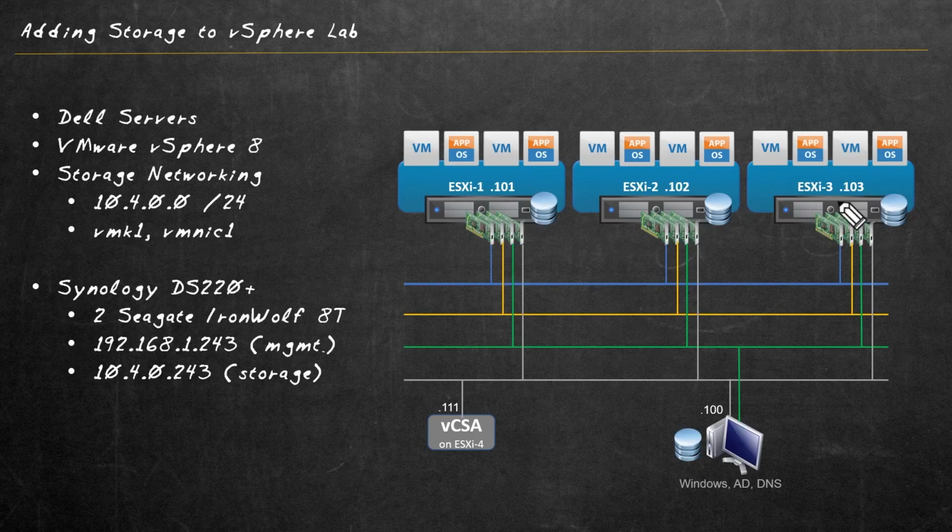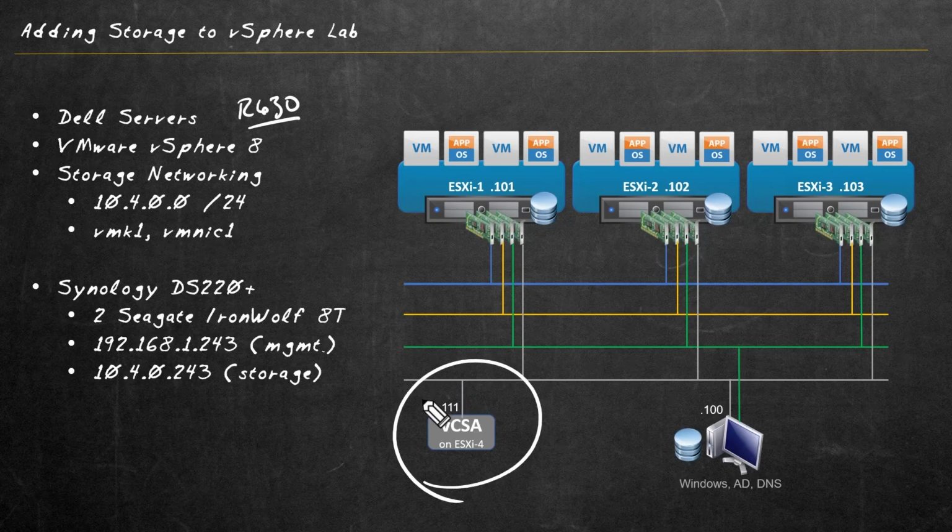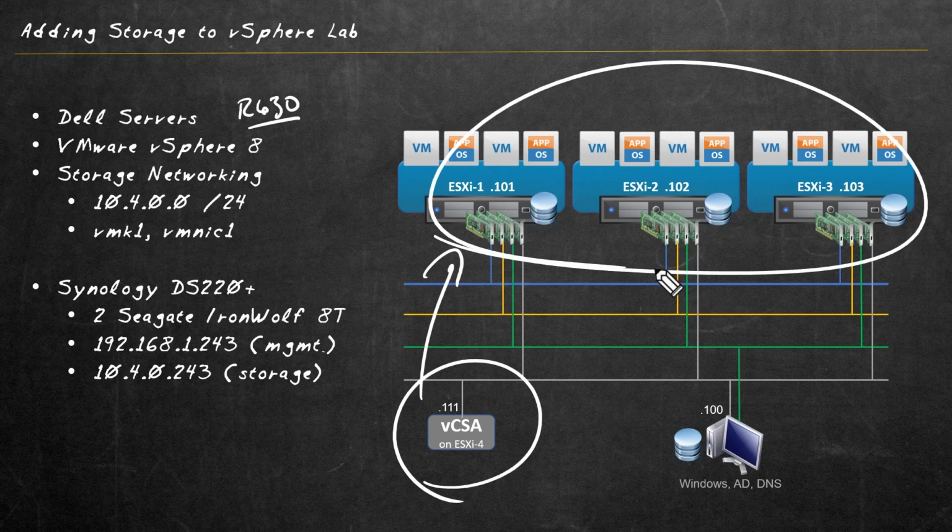I show three here, but I have four Dell servers. They are R630s. I got them used, and they are fairly affordable. On those servers, I'm running VMware's ESXi hypervisor, also sometimes called vSphere. I'm also running the vCenter server that I'm using to manage all three ESXi hosts that are in a cluster, and I'm running VMware vSphere 8 to do all that.